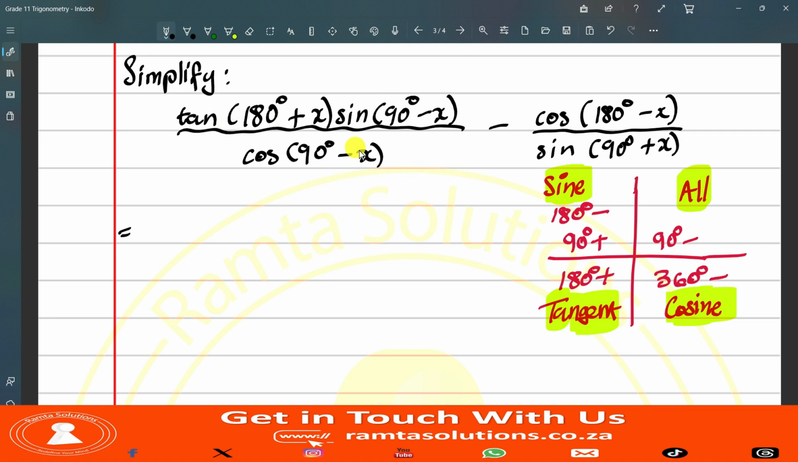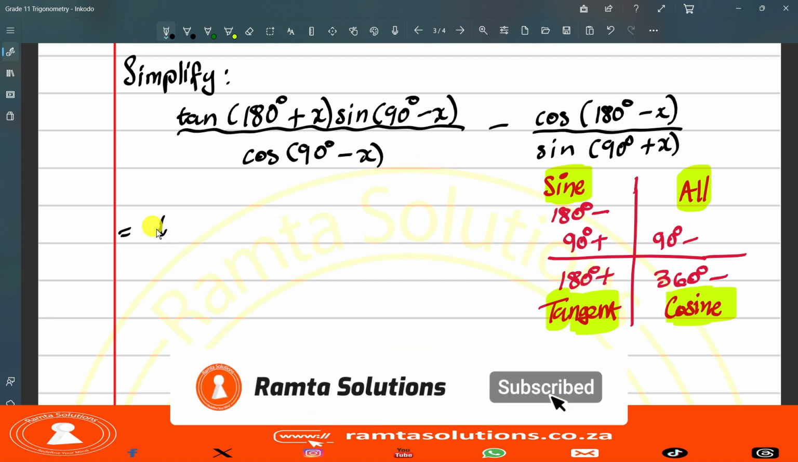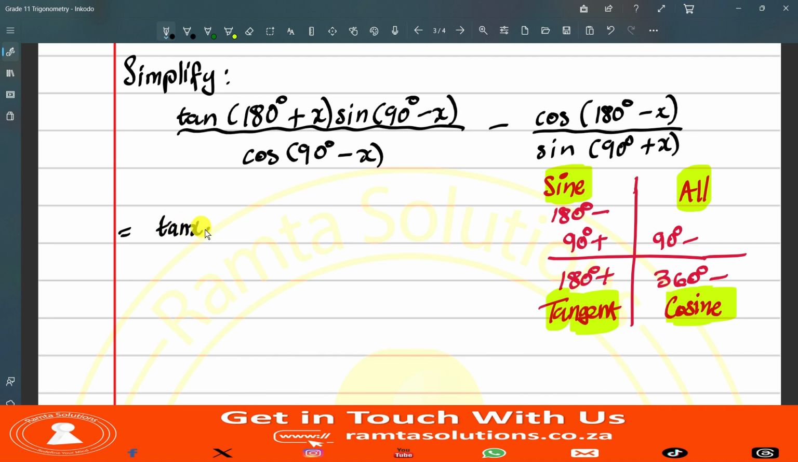Where is it? 180 degrees plus x is the third quadrant. In the third quadrant, tangent is positive. So this is then going to be tan x. Then sine in the 90 degrees minus. The 90 degrees minus is the first quadrant. Remember, in the first quadrant, all ratios are positive, so it's positive. But because of the 90 degrees, sine has to change to cosine. And this will be cos x.